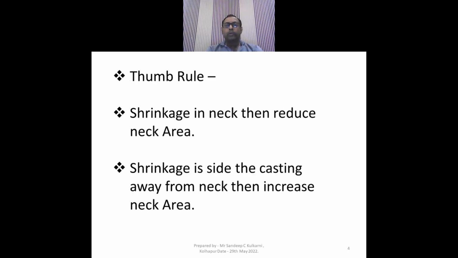Thumb rule: shrinkage in neck, then reduce neck area. So any shrinkage at neck, then reduce neck area. Shrinkage inside the casting, away from the neck, then increase neck area. So if shrinkage is inside the casting, away from the neck area, then you have to increase neck area. Let us see both points one by one.